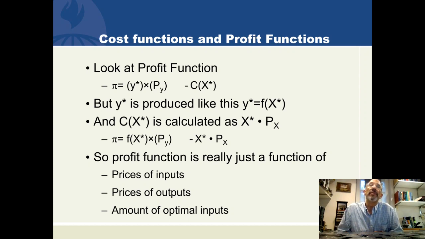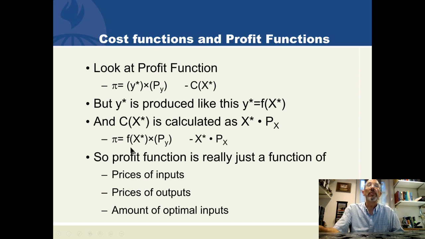If we look at the profit function, pi equals y star times the prices minus the cost of the inputs, we know that y star is produced with its production function, and the cost function is calculated as x star times prices. So if I do substitution and I plug in the production function for y right there, I'm plugging in f of x star, and I'll get f of x star times py. And if I plug in for the cost function x star times p of x, now if you look at the profit function, I don't have y star in it anymore.